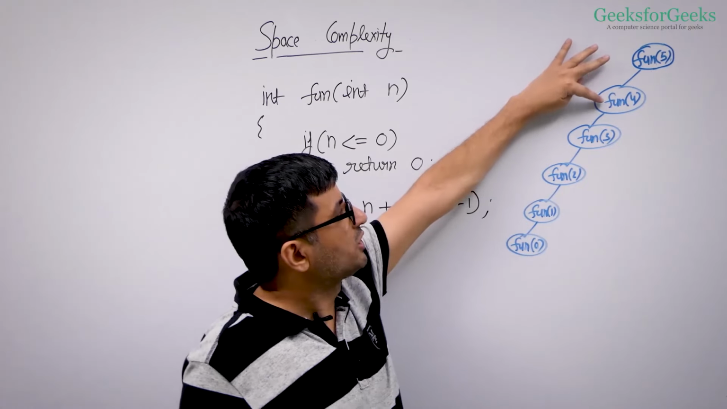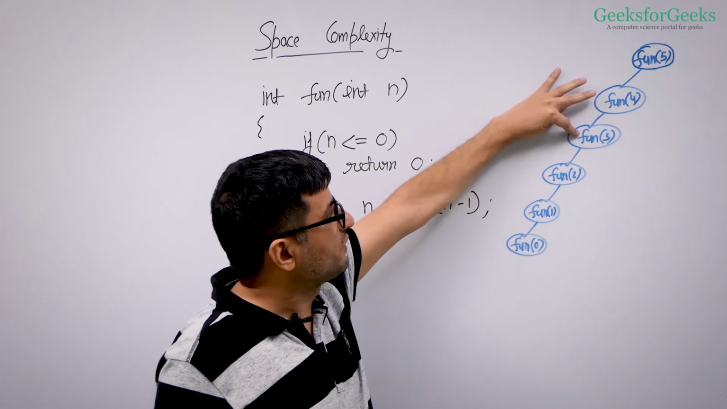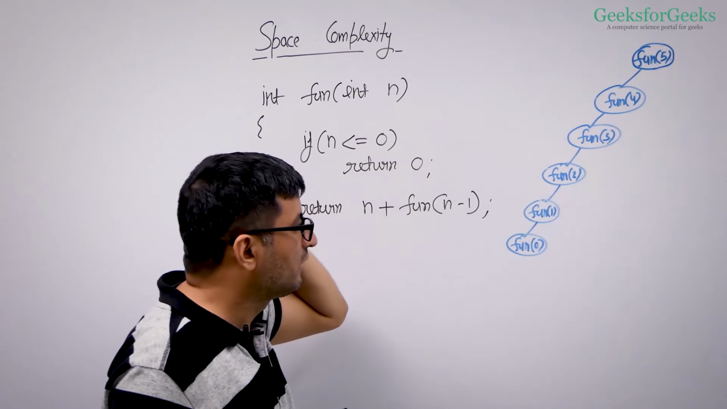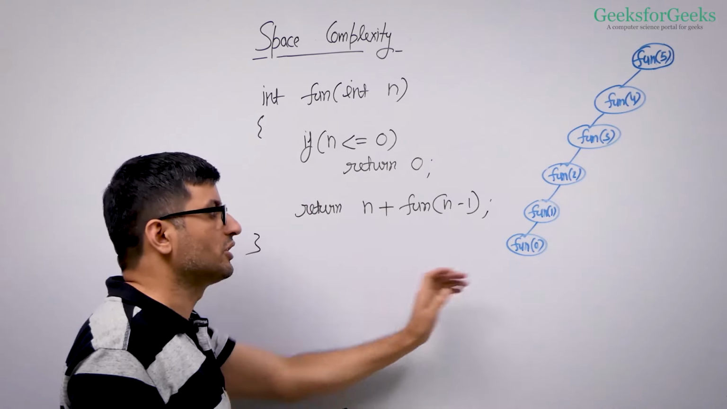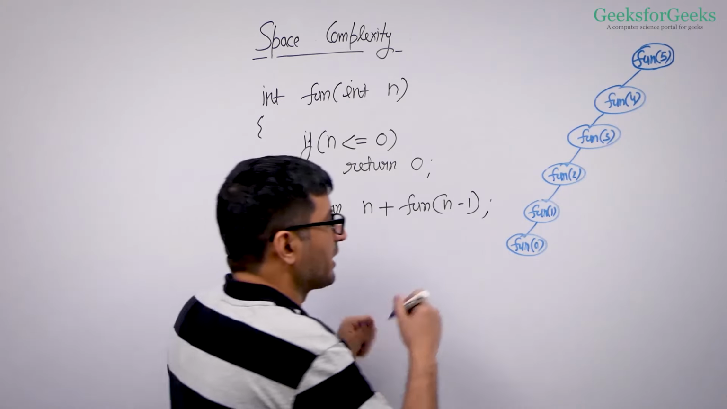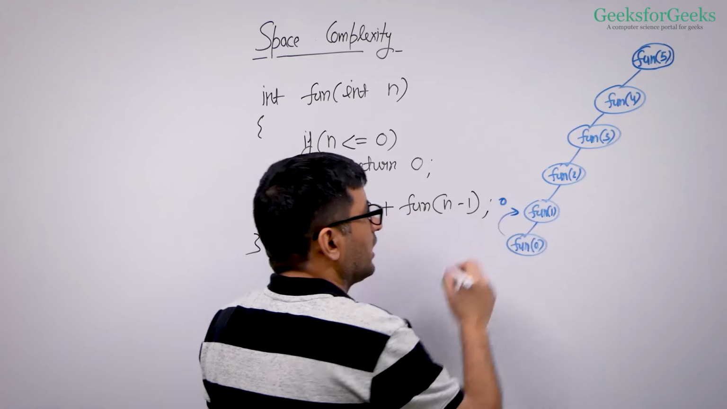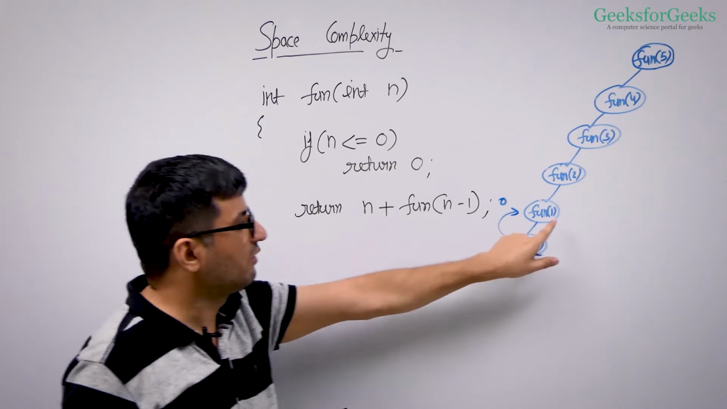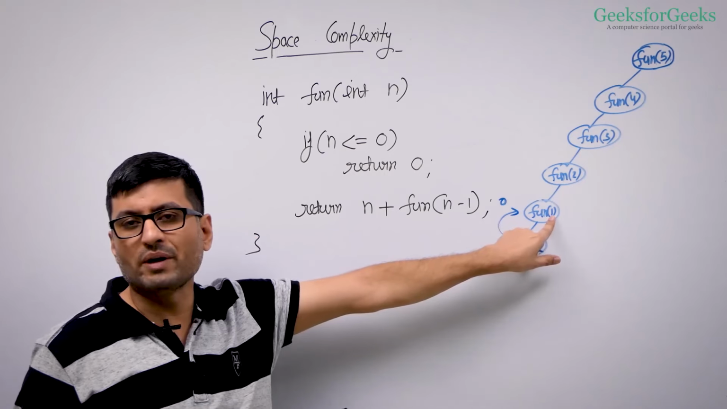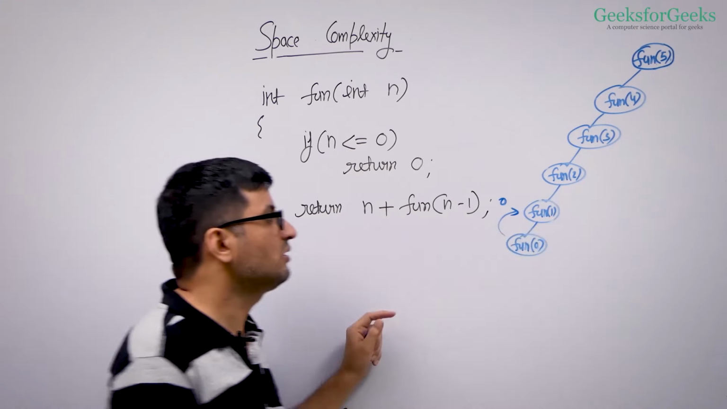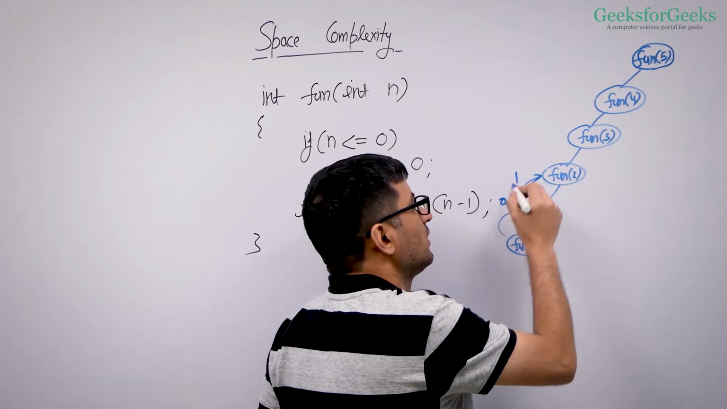Fun 5 calls fun 4, fun 4 calls fun 3, fun 3 calls fun 2, fun 2 calls fun 1, and then fun 1 calls fun 0. Right? And what does fun 0 return? It returns 0 to its parent. Then what does the parent do? It takes this 0 and adds it to n. And what is n for the parent? The parent has n as 1. So it returns 1 plus 0, 1, to its parent.